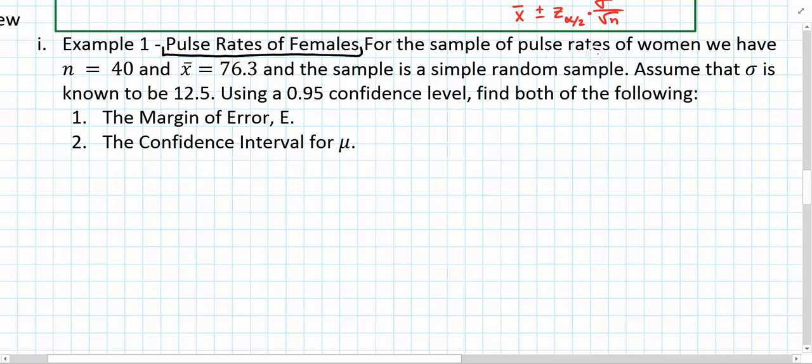For the sample of pulse rates of women, we have n equals 40, so this means we have a sample size of 40. There were 40 women in our observational study. And of those 40 women, the average pulse rate was 76.3. So again, x bar is the average statistic. This is the average based on the 40 women that we were able to observe. This sample is a simple random sample, so it's a random selection of all females in our population.